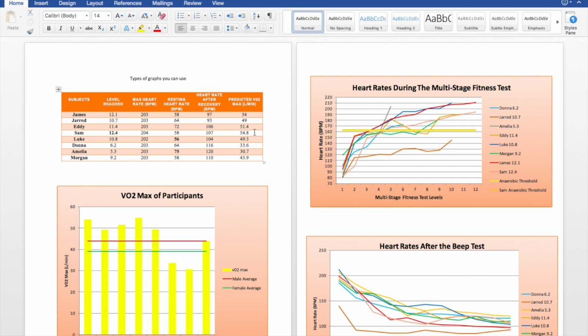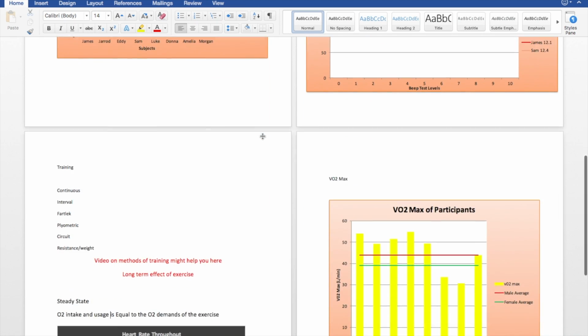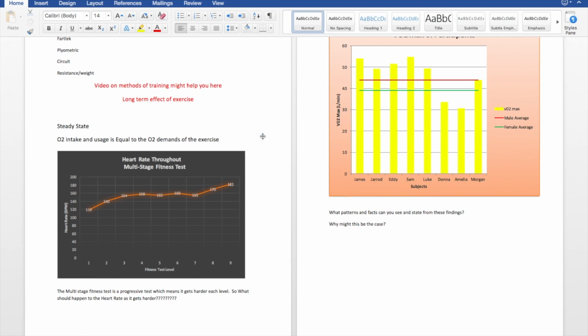Why has Sam got a higher VO2 max than anybody else? Why might that be the case? So you can look at that and try and pull together some statements and some ideas as to what that might actually be.